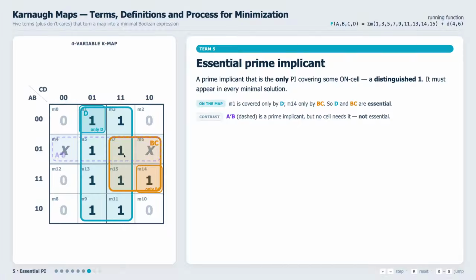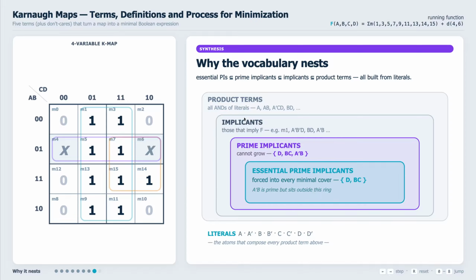Okay, so notice the part in purple. It's not essential because if we drop that, we still cover the 2 1s that are inside the A bar B region that's shown with the purple dashed line. So we don't need that. It's not part of the minimal solution. And so that's part of the process that we go through. We identify the prime implicants and then keep the ones that are essential. And at the end, that gives us the final answer.